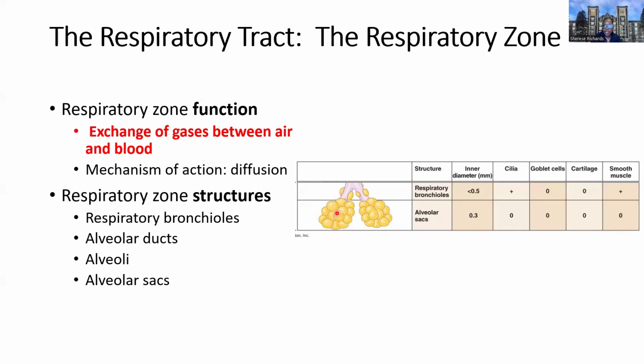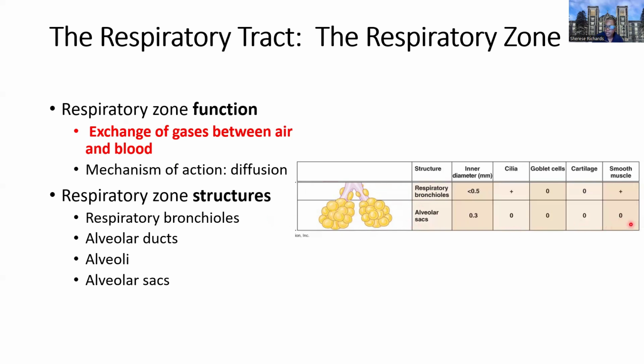And then some of the structures here at the respiratory zone are the respiratory bronchioles, and the reason that this is considered a part of the respiratory zone is because they're studded with alveoli. So although it's not the alveolar sacs, the respiratory bronchioles have a few alveoli that are studding their walls, which is why gas exchange actually begins here at the respiratory bronchioles. And then we have the alveolar ducts, the alveolar sacs, and the alveoli themselves, which are kind of like grapes on a branch.